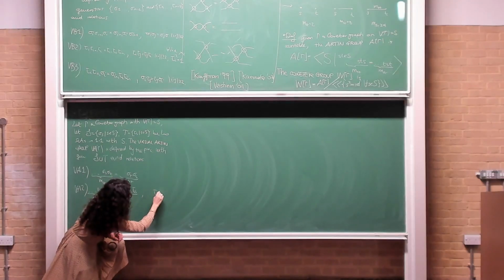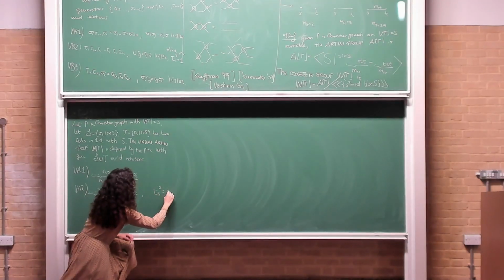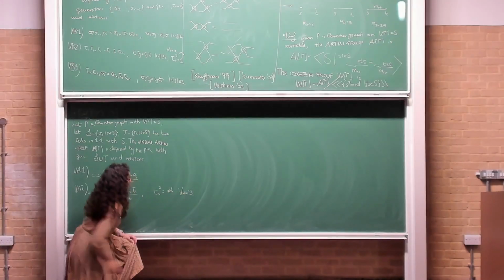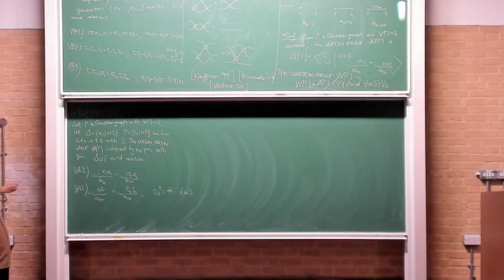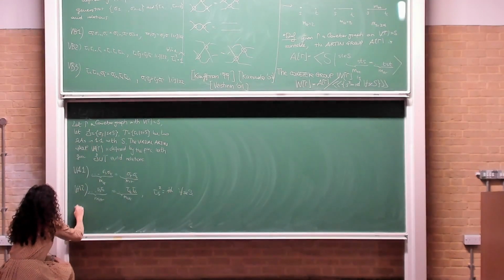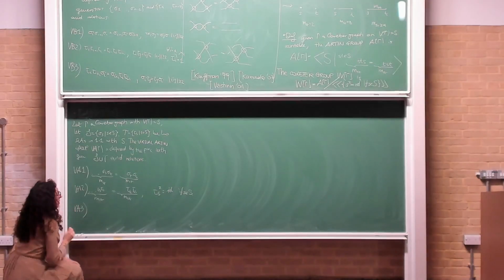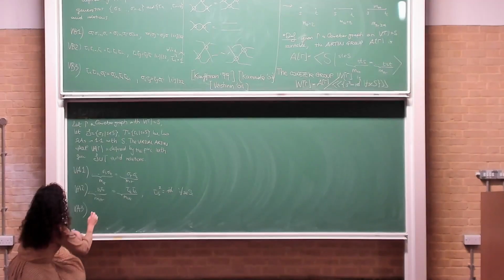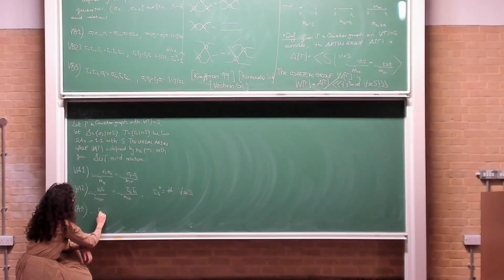Plus, virtual generators are involutions. So for s, tau s squared is the identity. And the last family of relations is a family of mixed relations that involves both classical and virtual generators.